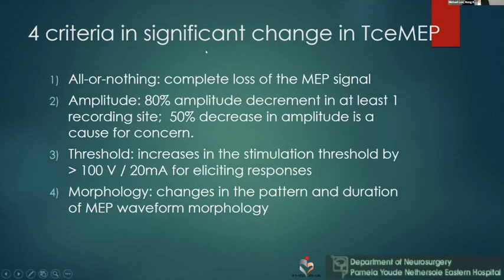And for significant change, we have four criteria. We can use all or nothing, that is complete loss. We can use 80% amplitude decrement or 50% decrease in amplitude. And for the threshold, say if you have to increase the stimulation threshold by more than 100 volts or 20 milliamp, then probably there's significant change. Another thing you can look at is the morphology, that is the change in pattern and the duration.